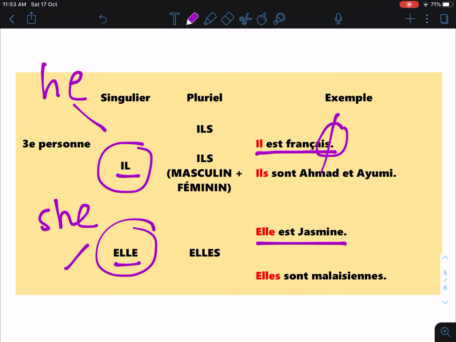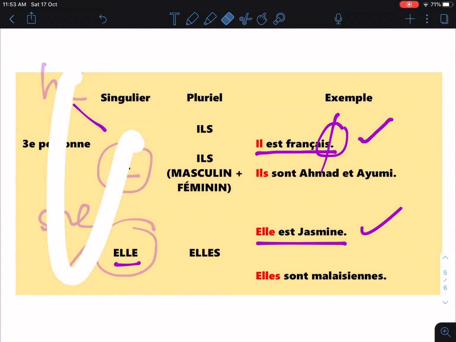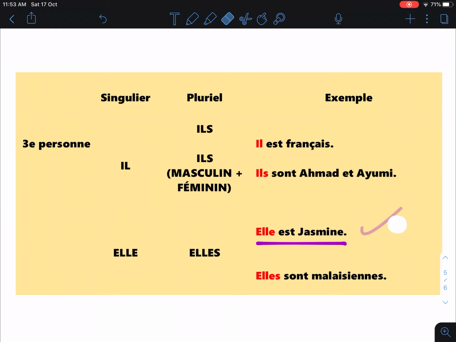So here is il est français. Elle est Jasmine. It means he is French. She is Jasmine. So you have il means he, elle means she. Il est français means he is French. Elle est Jasmine means she is Jasmine.